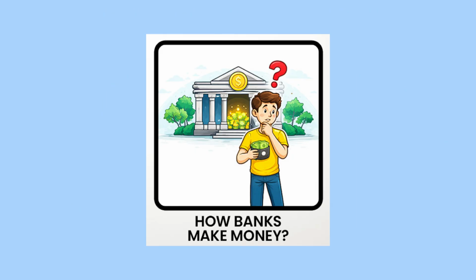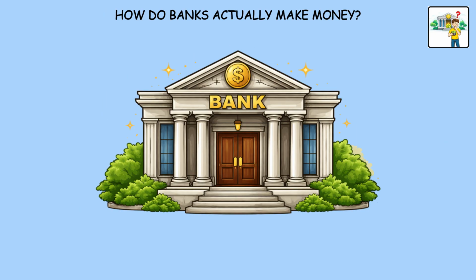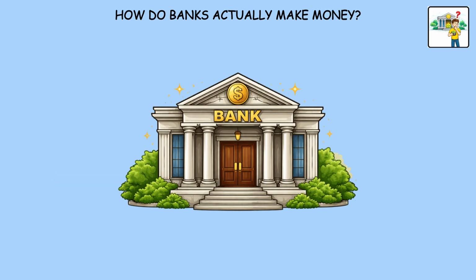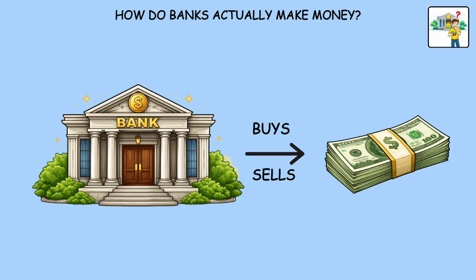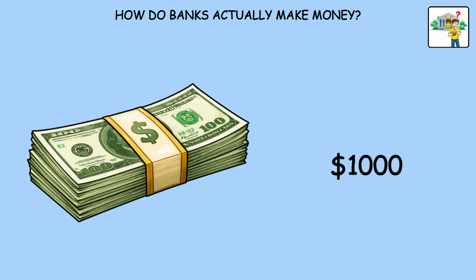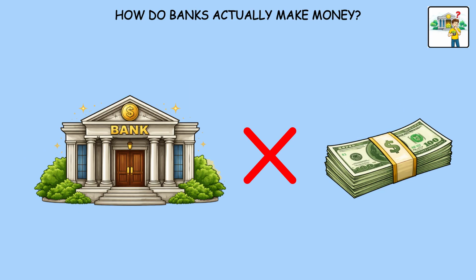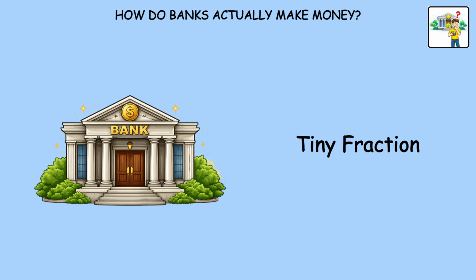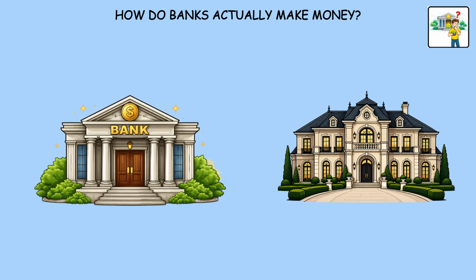How do banks actually make money? Most people think banks are just safe boxes where your money sits until you need it. In reality, a bank is a business that buys and sells money. When you deposit $1,000 into your savings account, the bank doesn't keep that cash in a vault with your name on it. They keep a tiny fraction, usually around 10%, and lend the rest out to someone else who wants to buy a house or start a business.